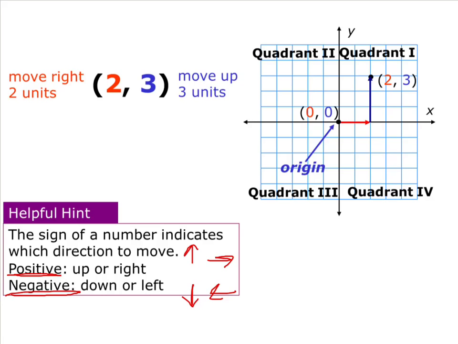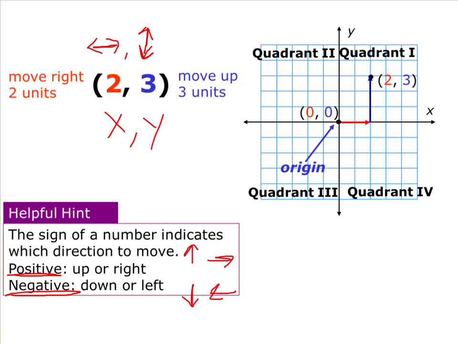Alright, and this is going to be your x-coordinate right here, your first one, and your y is going to be your second. Now remember, your first one is going to tell you how many units you're going to move left or right, and your second one is going to tell you how many you have to move up or down.